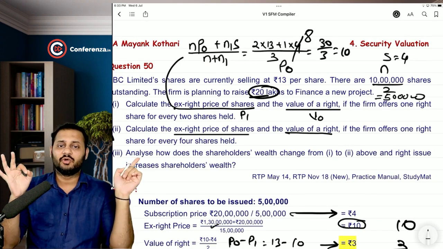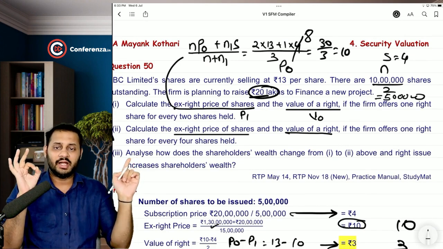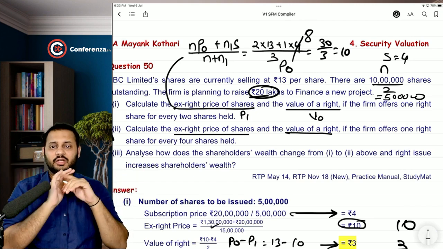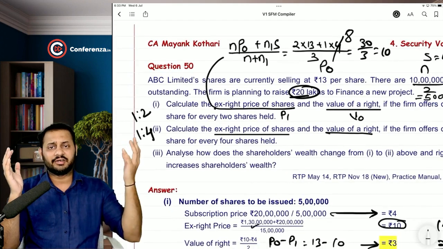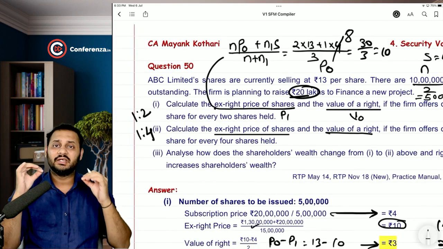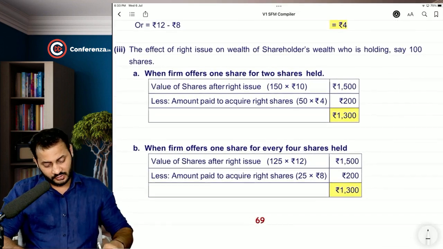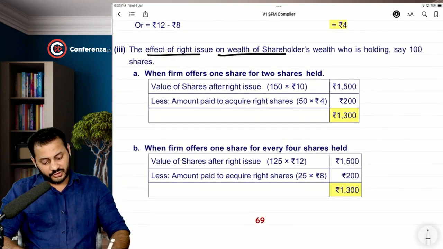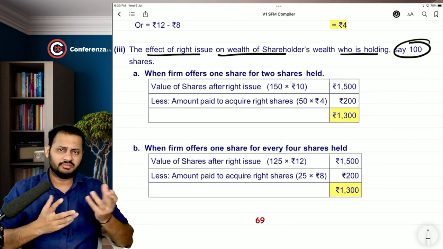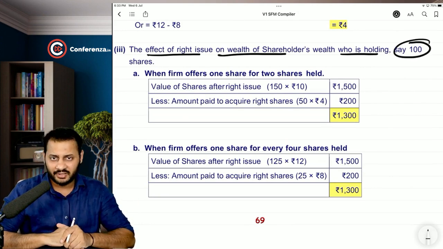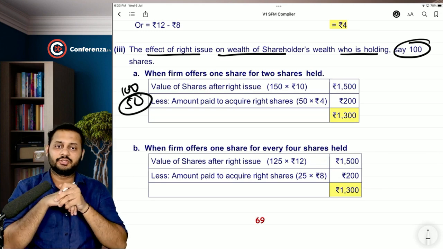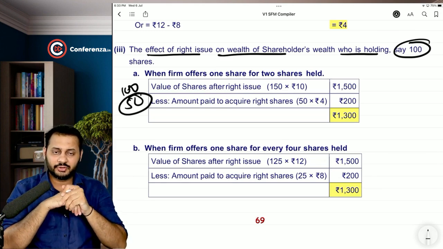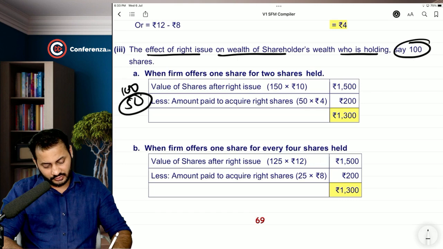Analyze how the shareholders' wealth changes from 1 to 2 above, and whether the right issue increases shareholders' wealth. First of all, there will not be any change in the wealth of the shareholder. It doesn't matter what the ratio is. The wealth of the shareholder will remain the same. Have a look at the effect of the right issue on the wealth of a shareholder who is holding, let's say, 100 shares. Just take an example. In the first case, he will be getting 50 more shares, 1:2. Am I right? 1:2. So the value of the shares after the right issue.